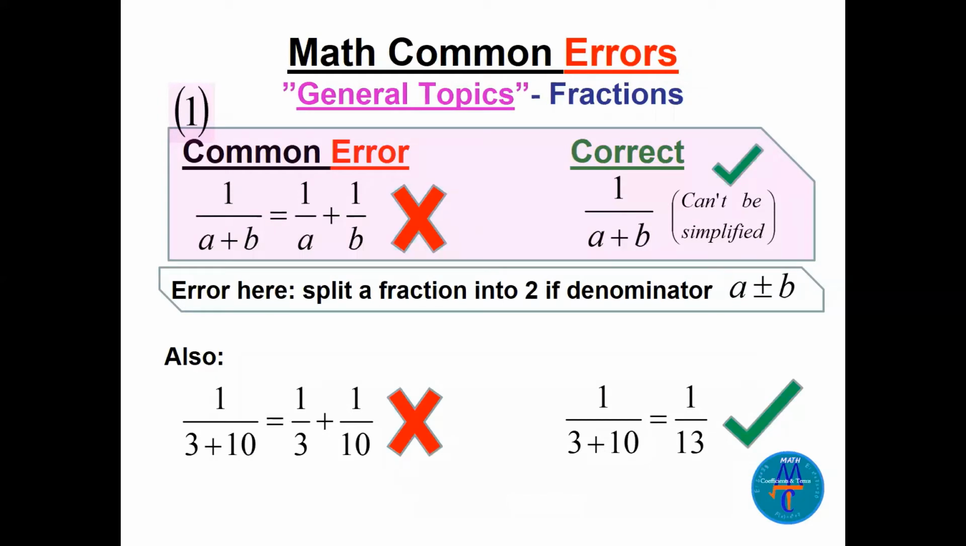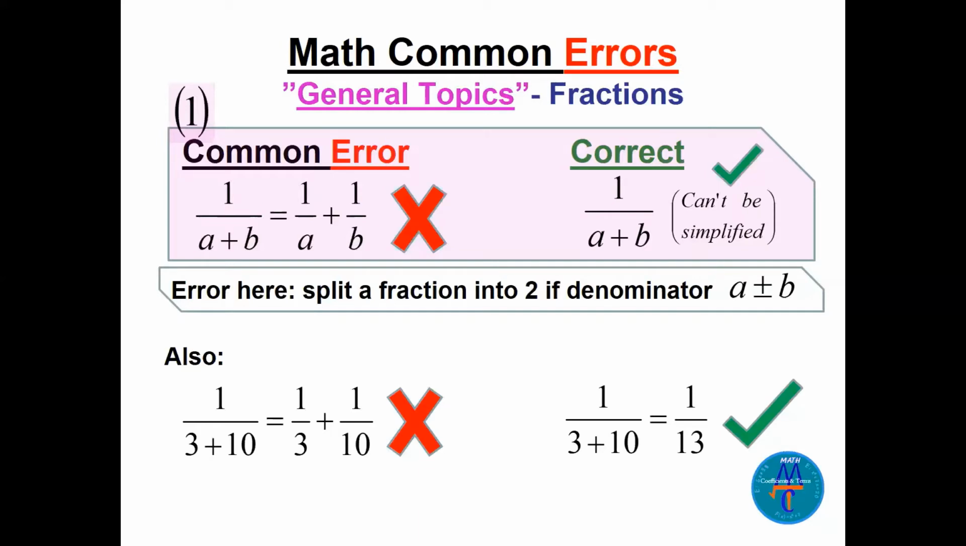with number 1. This is math common error number 1. Just read it, please. It looks easy and simple: 1 over a plus b. Many students will write it as 1 over a plus 1 over b. They split the fraction, which is completely wrong. The correct answer: we cannot split. The answer is just 1 over a plus b.